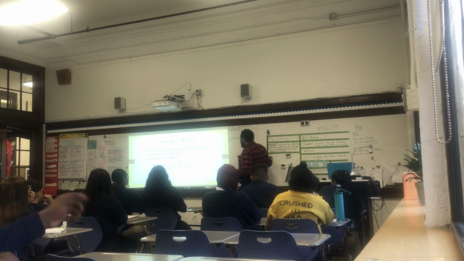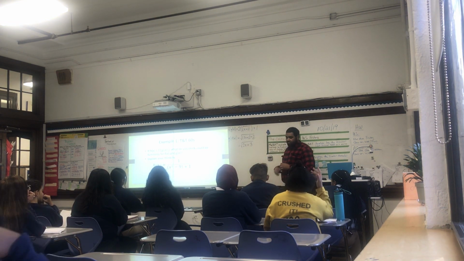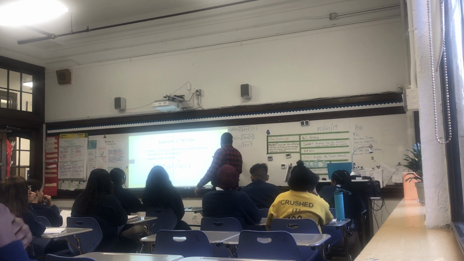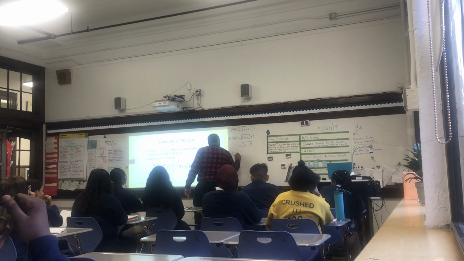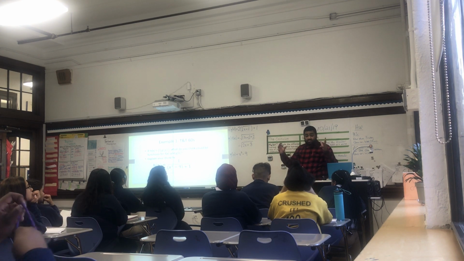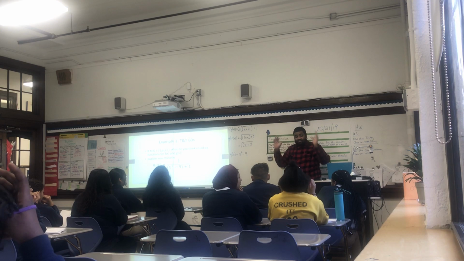So, any thoughts about what f of x and g of x could be in this function? Okay. G of x could be x squared minus 9. What made you think that g of x was x squared minus 9? They're in the parentheses.